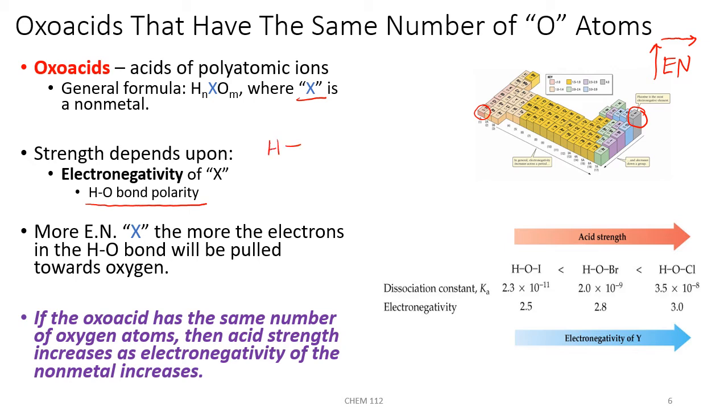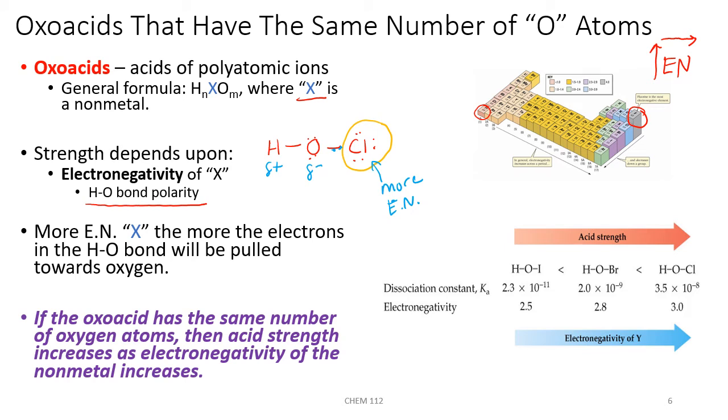notice that in all of them, if we look at the Lewis structure, hydrogen is bonded to oxygen, which then has 2 lone pairs of electrons on it, which is then bonded to X, the nonmetal. So the electronegativity of that nonmetal impacts the polarity of our O-H bond. And for the acid to dissociate, the hydrogen has to be lost from the oxygen. So the more electronegative that our nonmetal is, the more that it's going to be pulling those electrons away from oxygen.